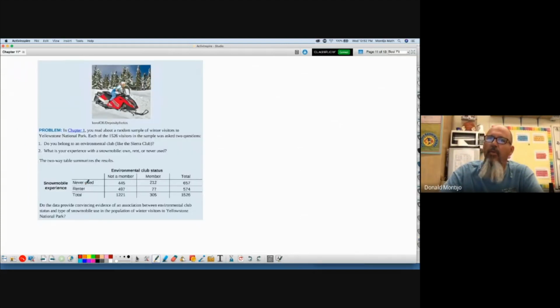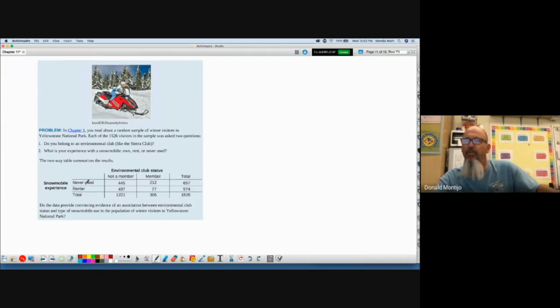So let's take a look at a problem that would be for independence. Okay. Remember this problem we did with the snowmobile and the environmental club members? We already did this problem with this two-way table in chapter 1. We did quite a few examples with this. They ask us first, do you belong to an environmental club like the Sierra Club? Yes or no? Right? That's the first variable. What is your experience with the snowmobile? Do you own one? Have you rented one, or have you never used one? Do these data provide convincing evidence of an association?